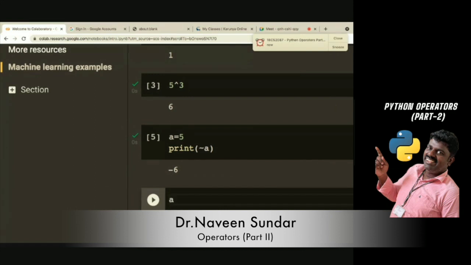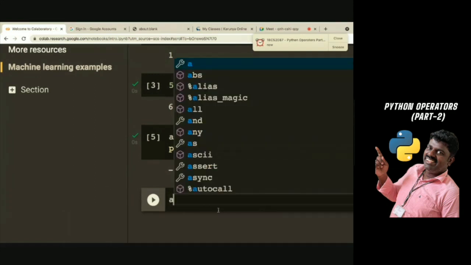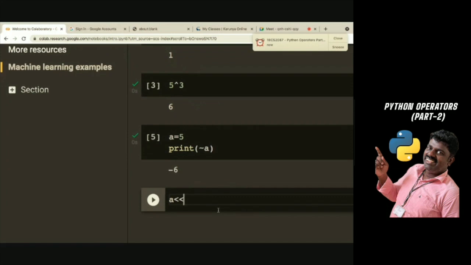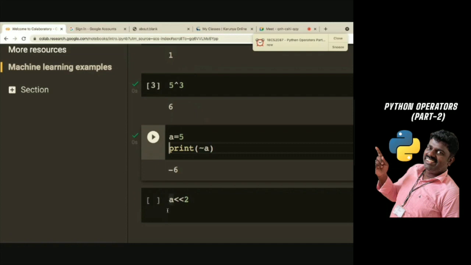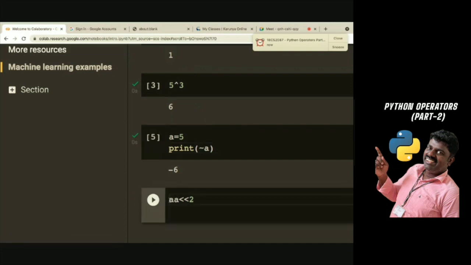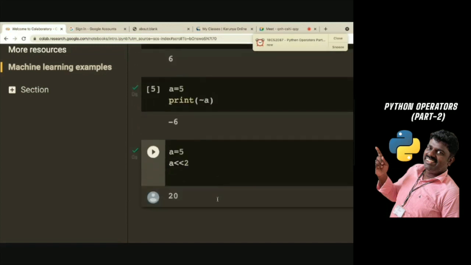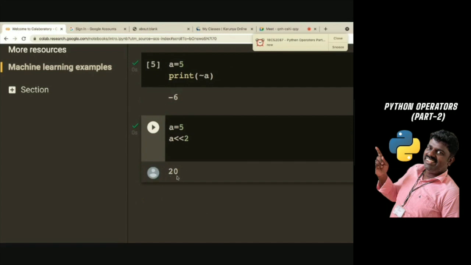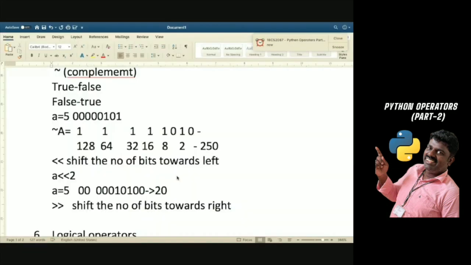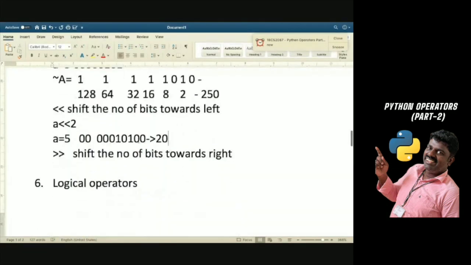So A, which is left shift, right? So I'm just giving the left shift operator 2. So A equal to 5, and then I am giving A less than less than 2. So 20. Got it, right? So it is left shifted, right? Understood. So you should know how it is coming. That's why I am explaining this.